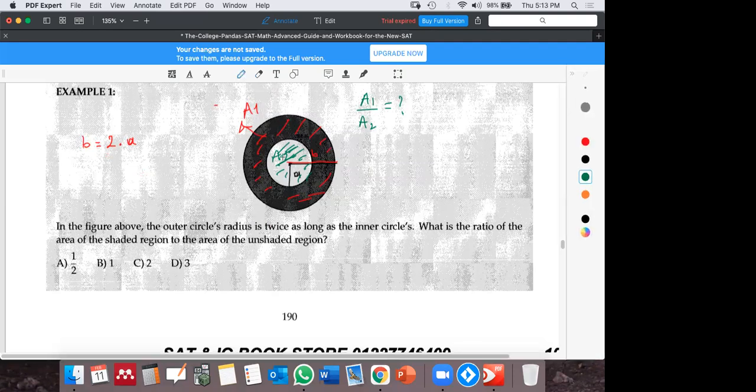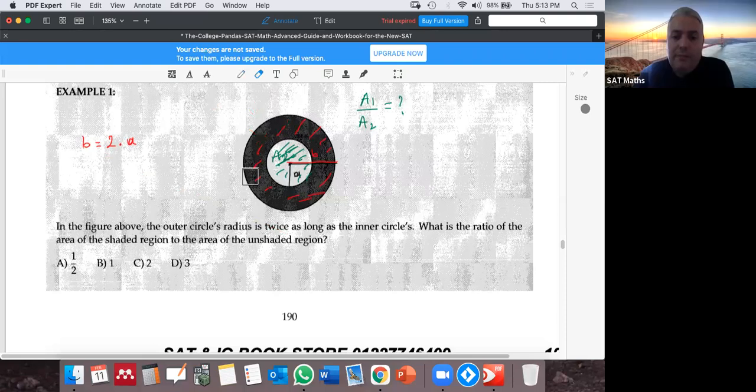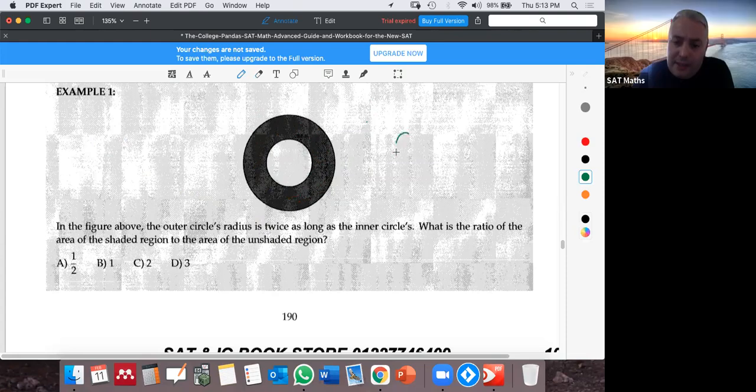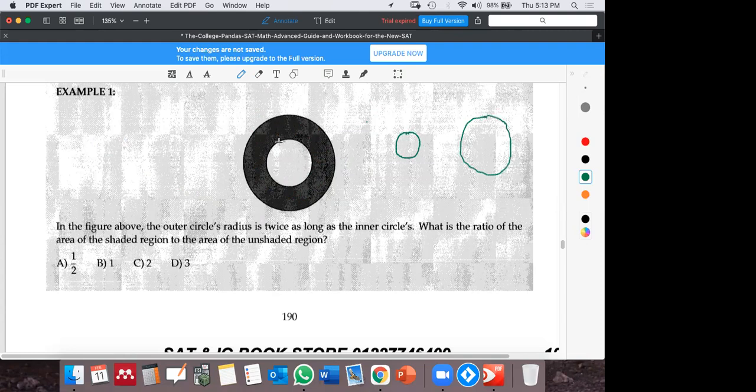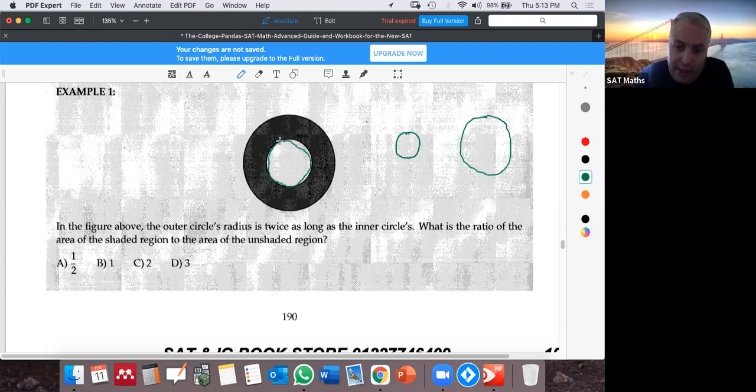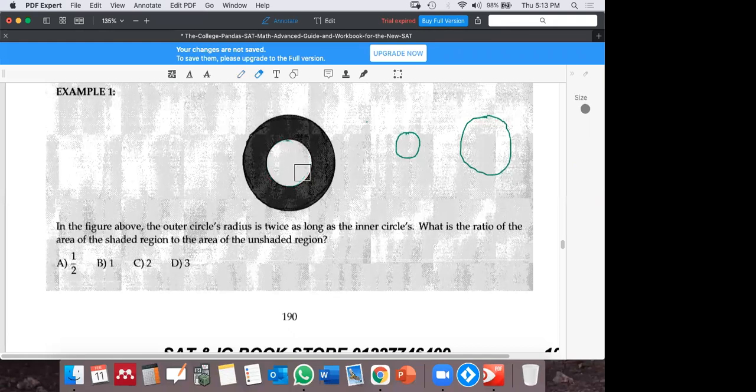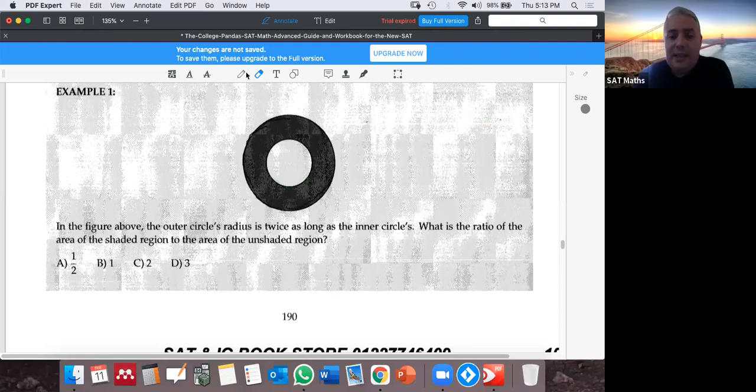Sir, can you say it one more time? Sure. Here there are two circles. This is the first circle, and this is the second circle. The first one, which we call inner, and the second one is this. It says that the radius of the outer circle is twice as long as the inner circle's radius.